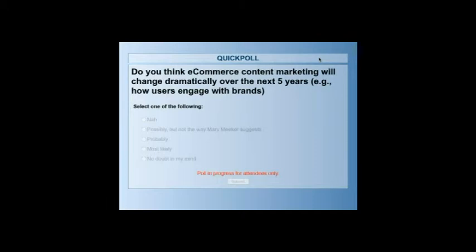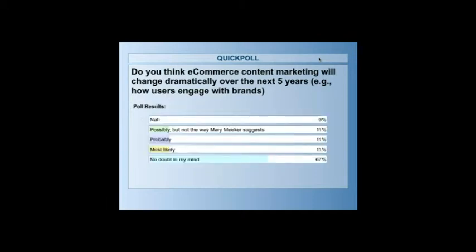Okay, so for this poll, we want to see whether or not you think that e-commerce and content marketing will change dramatically over the next 5 years. We gave you a little bit of information around that. A lot of this information was from Mary Meeker's Internet Report that came out a couple months ago. And if you haven't had a chance to review that and you're in the e-commerce or content marketing space, go check that out. I think Casey, she works for a venture capital firm, and you can Google it. So we'll wait for the poll results to come back in a minute or two.